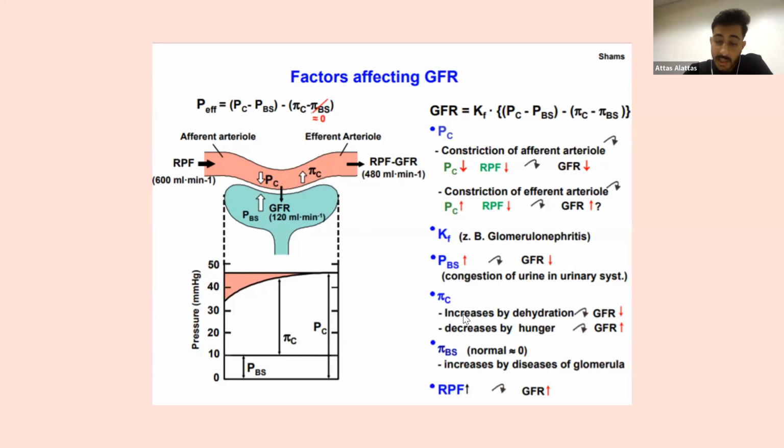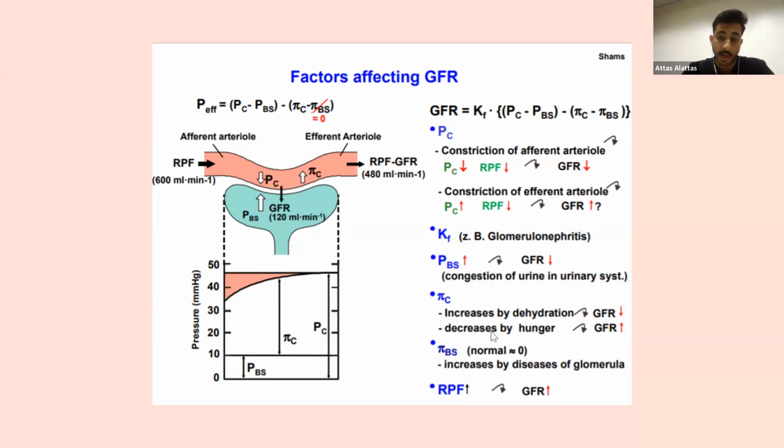Capillary oncotic pressure will increase by dehydration. So if you're dehydrated, there will not be too much fluid in the blood. Because there's not too much fluid in the blood, the proteins will precipitate. So there will be an increase in the capillary oncotic pressure, and this will reduce the GFR, because this force usually is a suction force. It will move the fluids to its side.